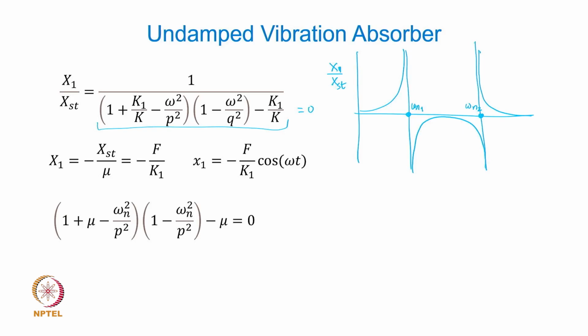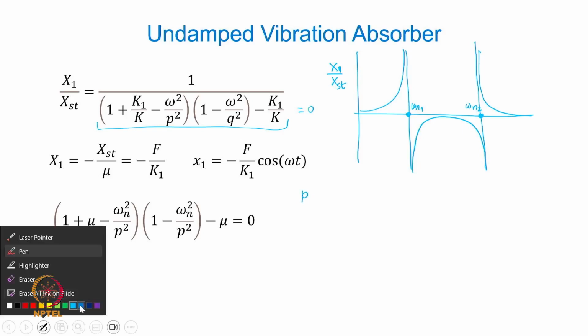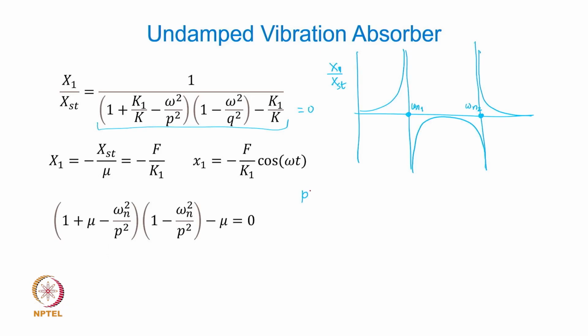Okay, now please try to understand here that p is equal to what? Square root of K over M, isn't it? This is the natural frequency of the parent system. What is the natural frequency of the auxiliary system or absorber system? This is square root of K1 by M1. And what condition have we assumed here? That originally the parent system is having resonance condition at p. So omega is equal to p.